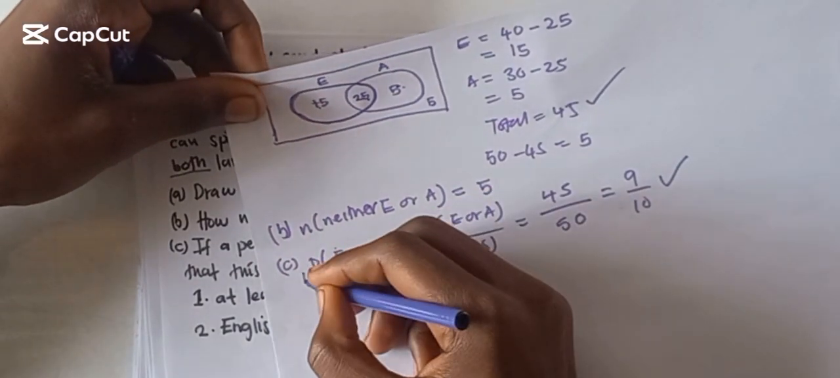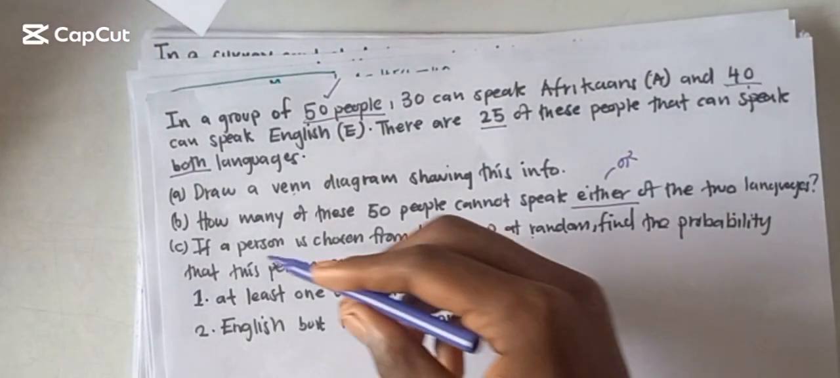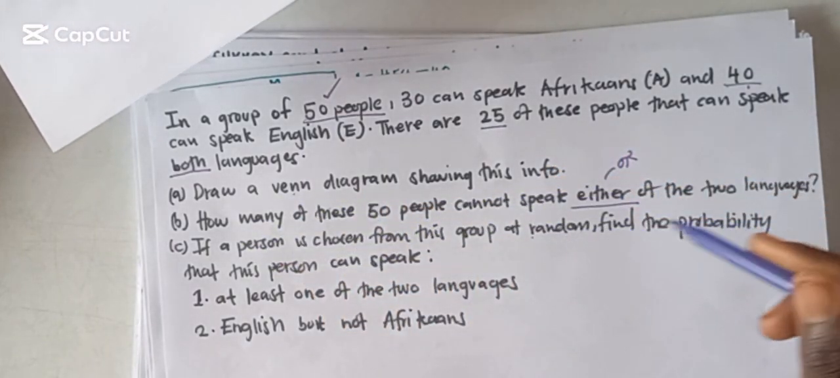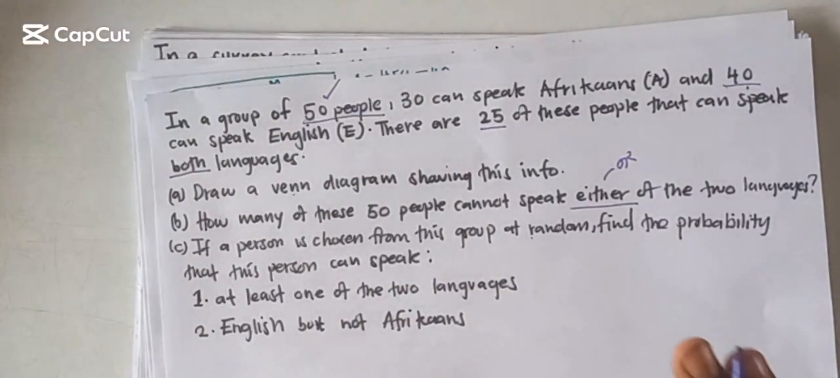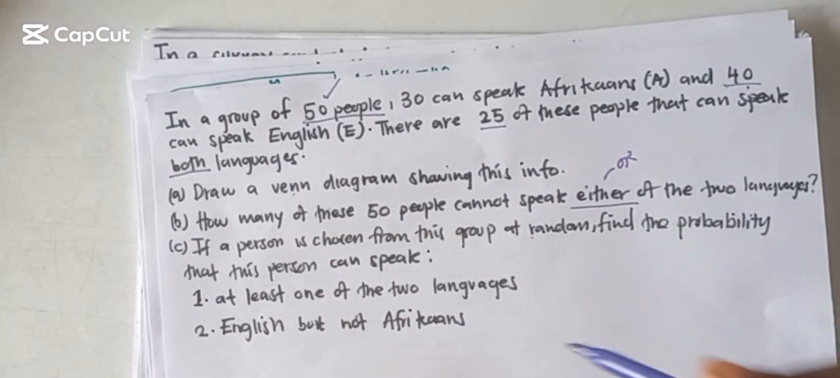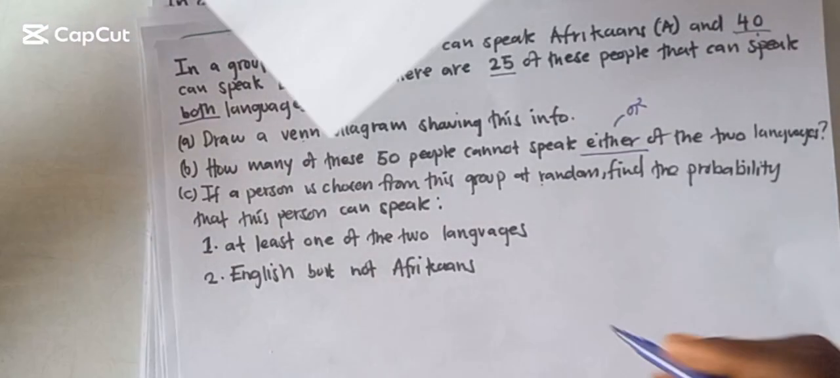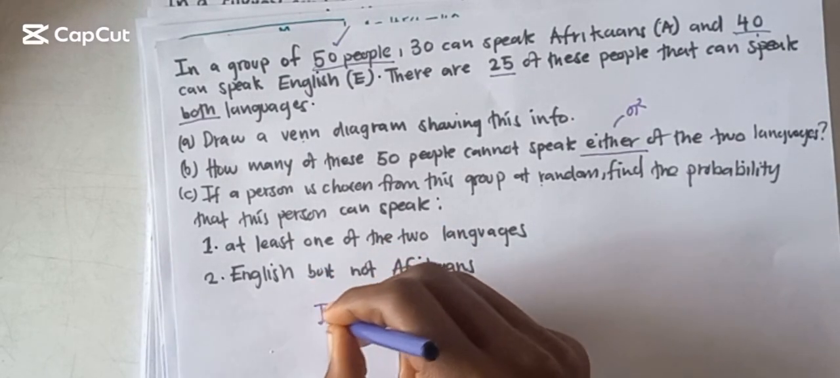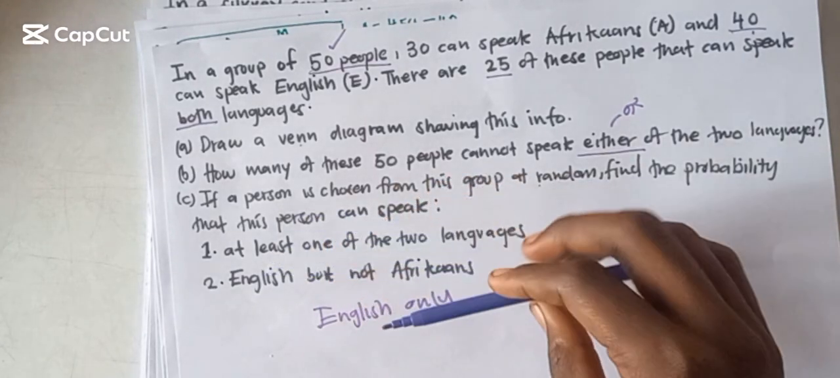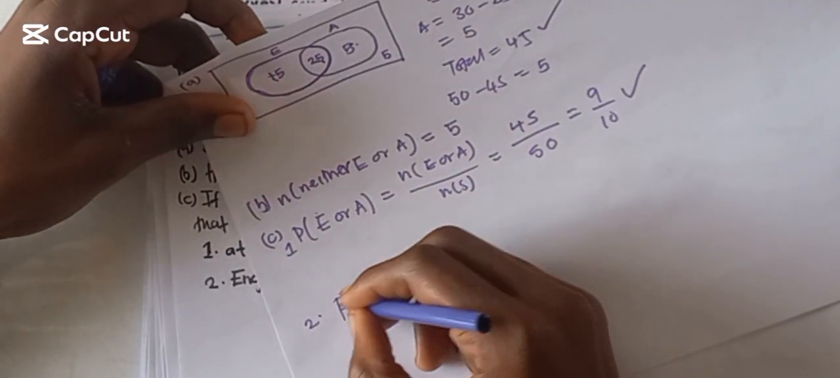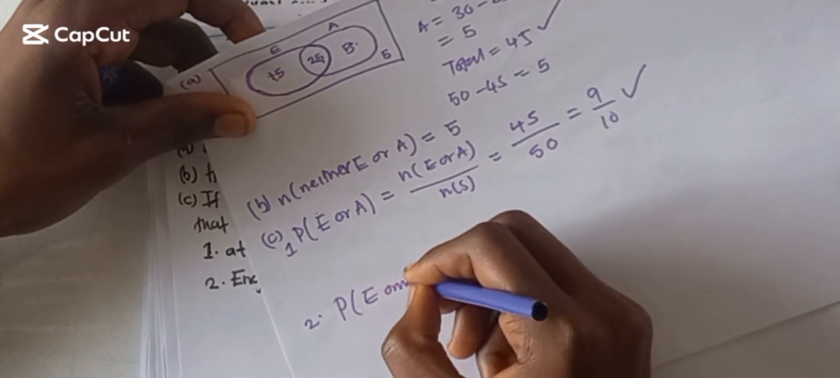So this was the first one, and going to the second one. They say if a person is chosen from this group randomly, find the probability that this person can speak English but not Afrikaans. This one I hope you have heard of, but it's very simple. When they say English but not Afrikaans, in other words, what they're saying is English only. If he can speak English, not Afrikaans, it means he can only speak English. So this is the probability of English only.